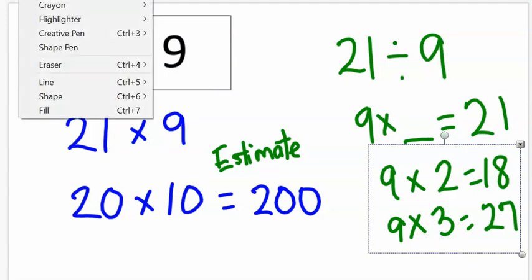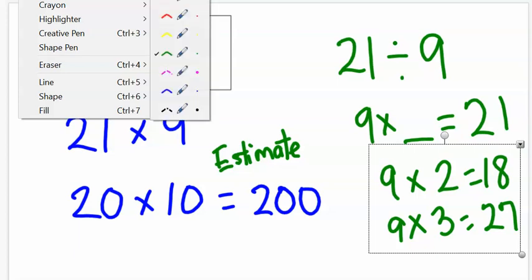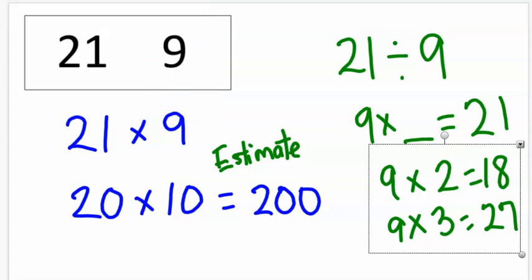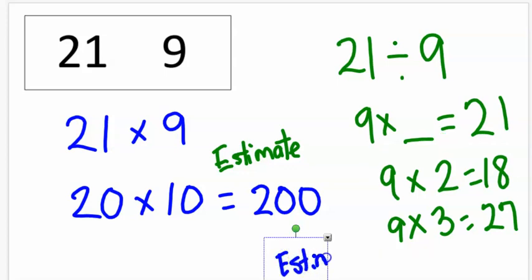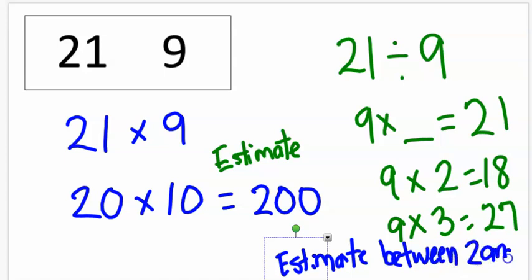Let me get my pen. So I'm going to estimate that it is between 2 and 3. Okay, so let's go to our next one. These are a lot of fun to estimate, aren't they?